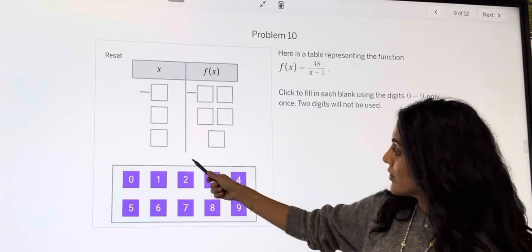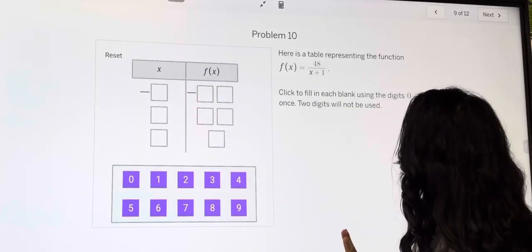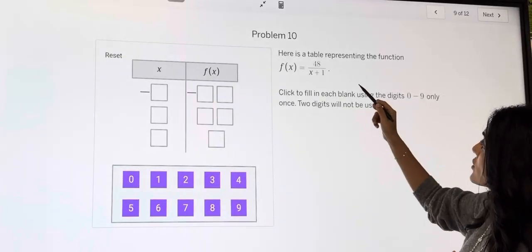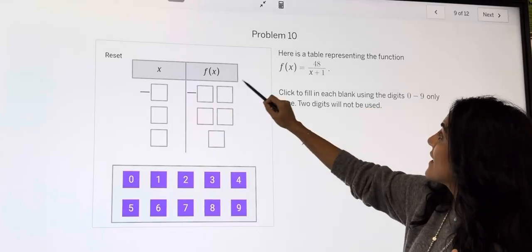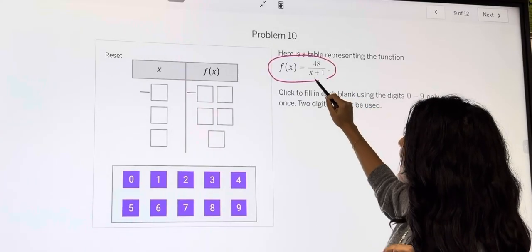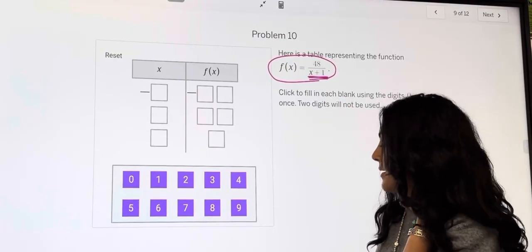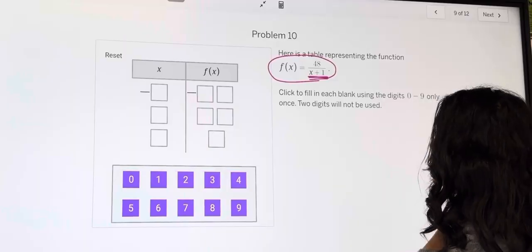We're trying to put all the digits from 0 to 9 in these boxes, although 2 of them we won't use, so that this table represents this function, all right? So I'm taking 48 and I'm dividing it by x plus 1. Let's try it. All right, you guys, I'm as stumped right now as you guys.